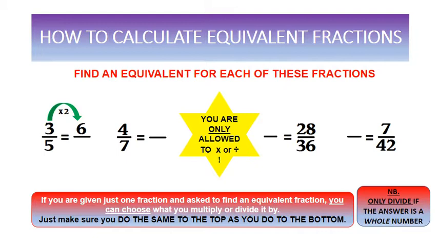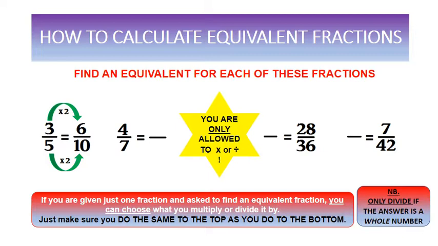So I've multiplied the numerator by 2. The rule is whatever we do to the top, we have to do to the bottom. So now I'm going to multiply the 5 by 2, and that gives me 10. So that means that 3/5 is equivalent to 6/10. So using that same method, let's have a look at the next one. So we've got 4/7 and we've been asked to find an equivalent for it.